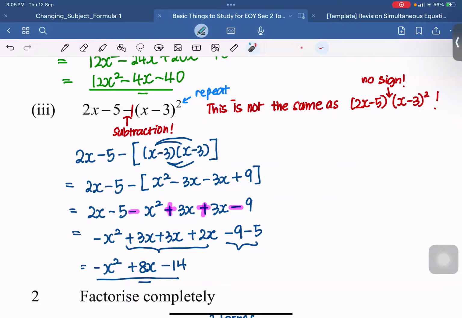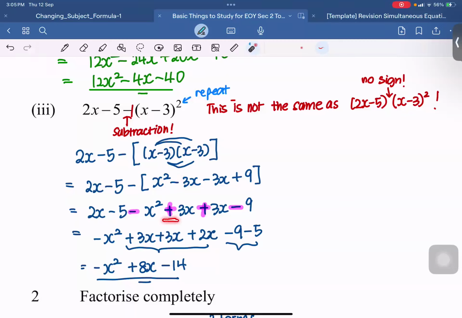Okay. Then, now when I square, what does the square mean? It means I repeat this 2 times, then I multiply x times x squared, x times this, and so forth. Negative times negative becomes positive 9. Now after that, I multiply in the negative sign to change all the signs here.